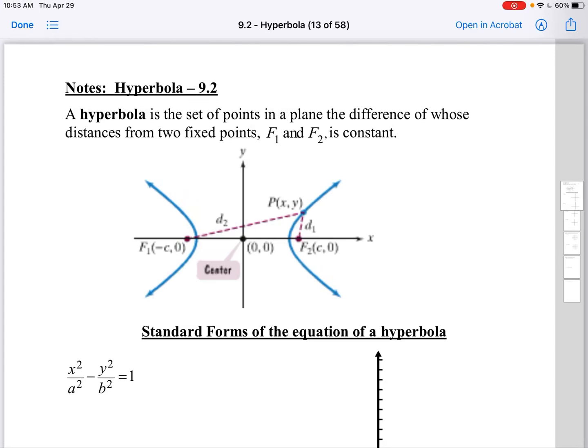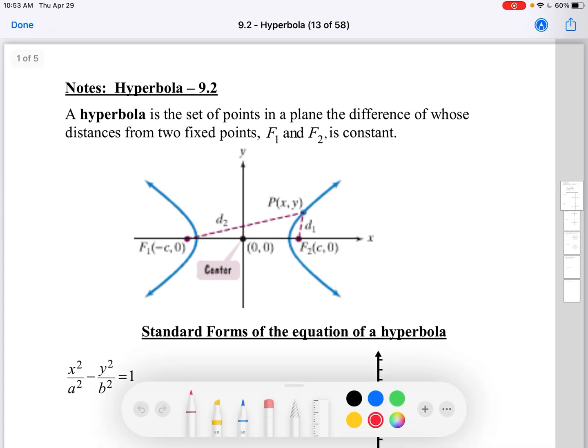Hi everyone, today we're going to be starting on section 9.2, which is about hyperbolas. Before we head into that section though, let's just review quickly the two that we've talked about already. We've got circles, which of course looks like a circle. And the function for that was x squared plus y squared equals my radius squared as well.